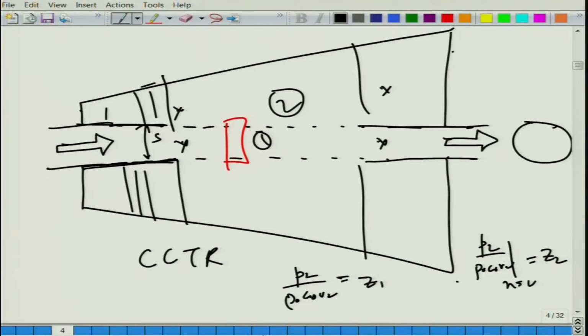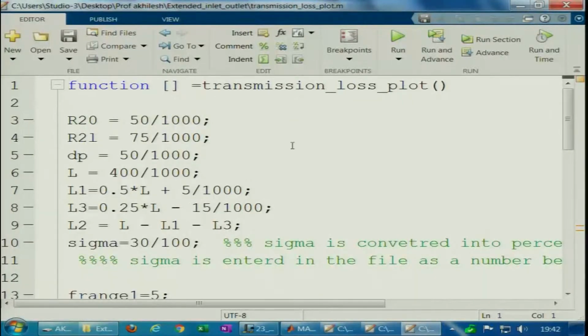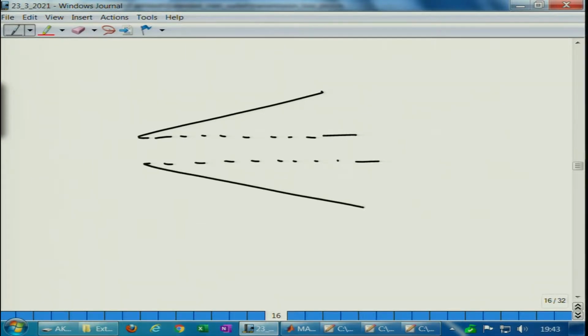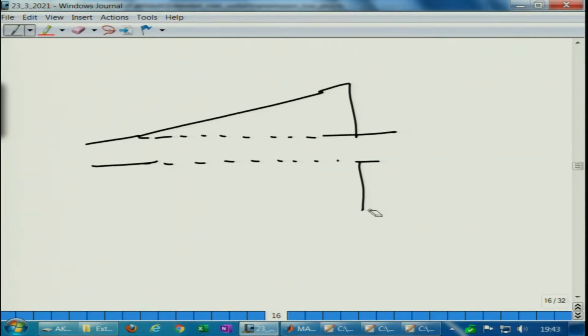As usual, we have a transmission loss plot, and let r2 naught, meaning the radius at x is equal to 0, be 50 mm, this is 75 mm, diameter is 50 mm. So, we are basically having a configuration something like this. So, this diameter is the same as the radius here.